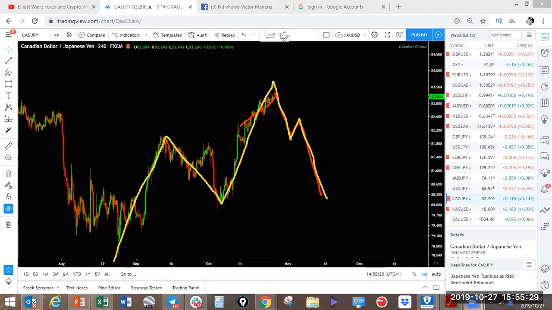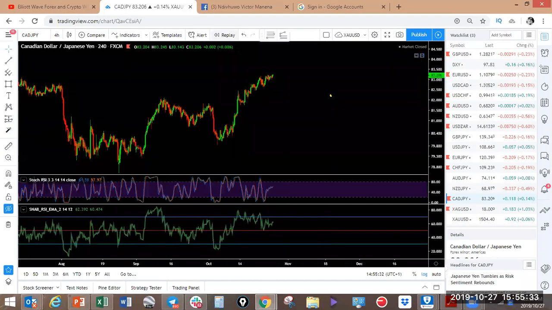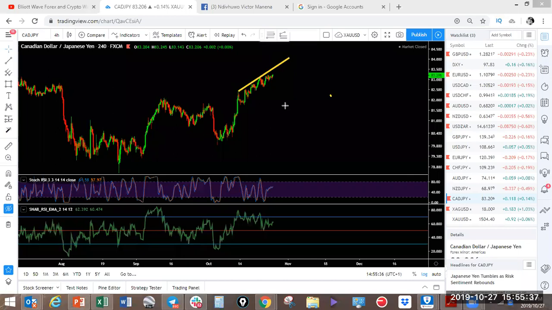RSI is already showing you downside. As much as this is going up, on the RSI you already have divergence. It's already making a down move. It's going up here, but we've been going down from the 14th of October on the RSI. The trend has already been down. So the start of this trend was the start of the downtrend.